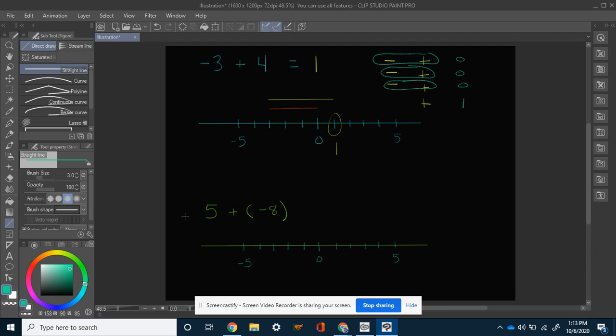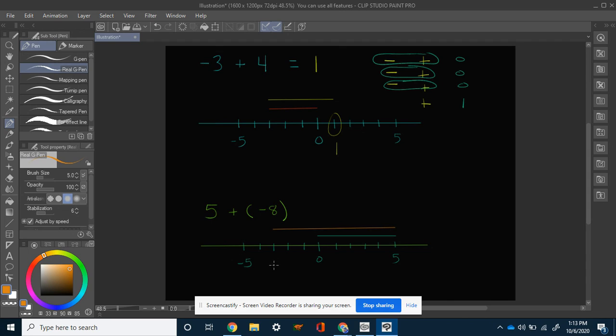All right, so let's start with our first number, which is 5. So that tells me to go 5 to the right. So I start at 0 and I move 5 to the right. And this second number tells me to add negative 8. So that means from this 5, we're going to move 8 in the negative direction. Well, back to 0 is 5. Then there's negative 6, negative 7, negative 8. It's interesting. So now we ended up at negative 3. So this is actually going to equal negative 3.